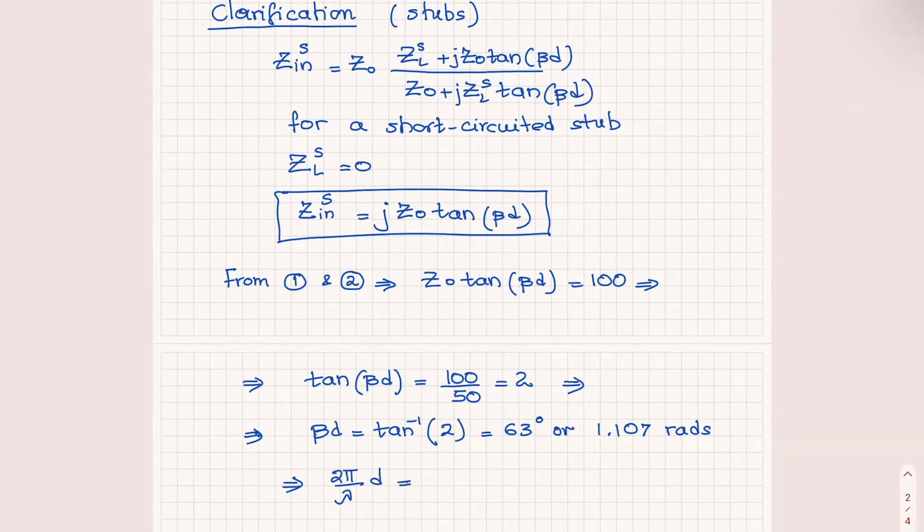Okay, and that then gives me, I replace beta by 2 pi over lambda times D, and let's make that radians, so it's 1.107, and then D over lambda is 1.107 divided by 2 pi. Let me write that better. If I take this number, divided by 2, divided by pi, that gives me 0.176 lambda. So that gives me that D is 0.176 lambda. And I'm good with that.